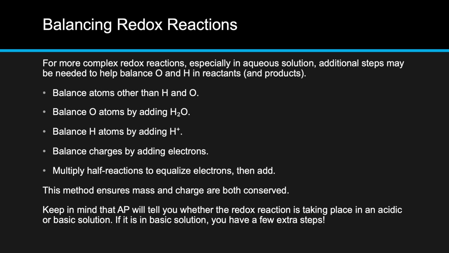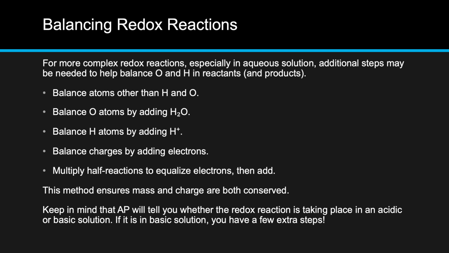So the way that we do this is by first balancing atoms that are not hydrogen and oxygen. Once you have those balanced, you're going to balance your oxygen atoms by adding water to the other side. And then once you've added your water, you need to balance those hydrogens by adding H+ ions to the side that will cancel them out. Then you're going to make sure both half reactions cancel out with the same number of electrons. And then you are going to cancel out like species on each side and combine them to show your final balanced redox reaction.